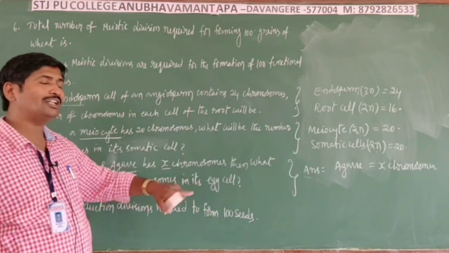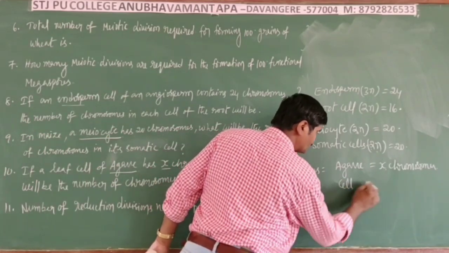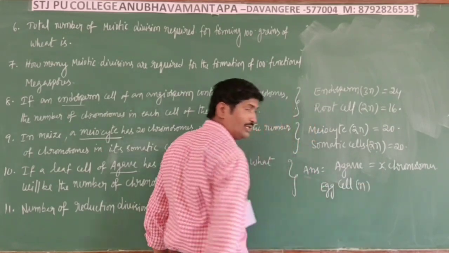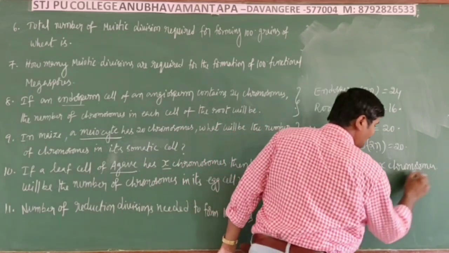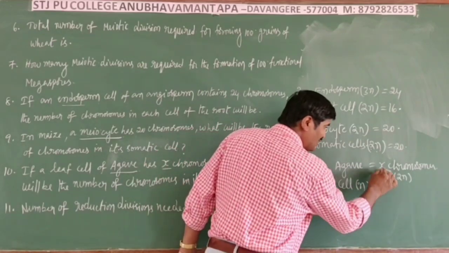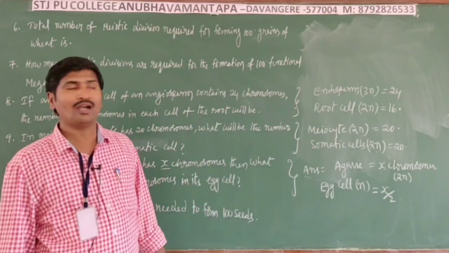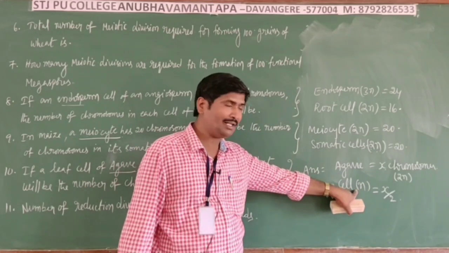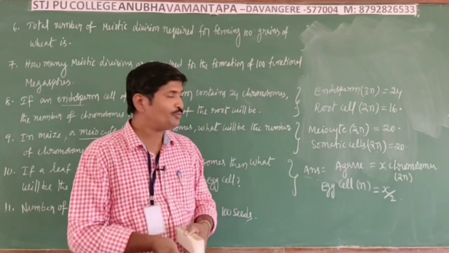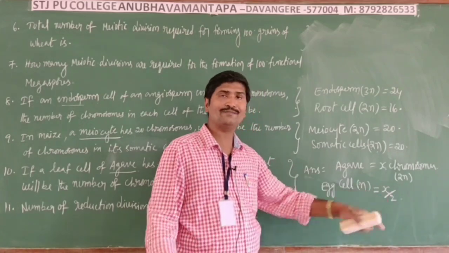What is the number of chromosomes in its egg cell? Egg cell is n. n means haploid, while 2n is diploid. Egg cell is haploid. That's why what is the correct answer? X by 2, half of the number, because it is haploid. For example, if the agave contains 10 chromosomes, what is the haploid? 5. That's why the correct answer for the egg cell is X by 2.